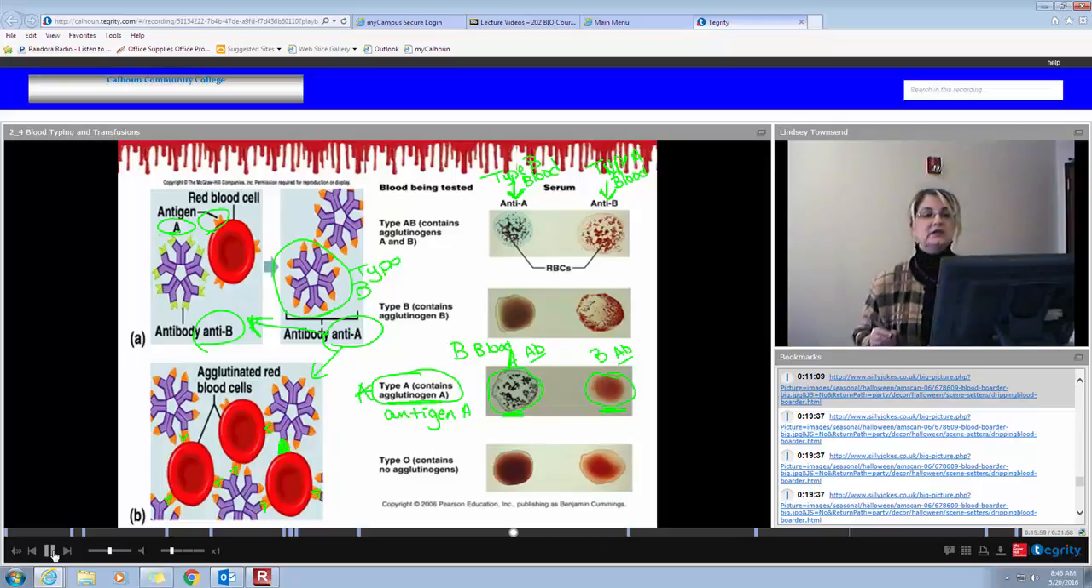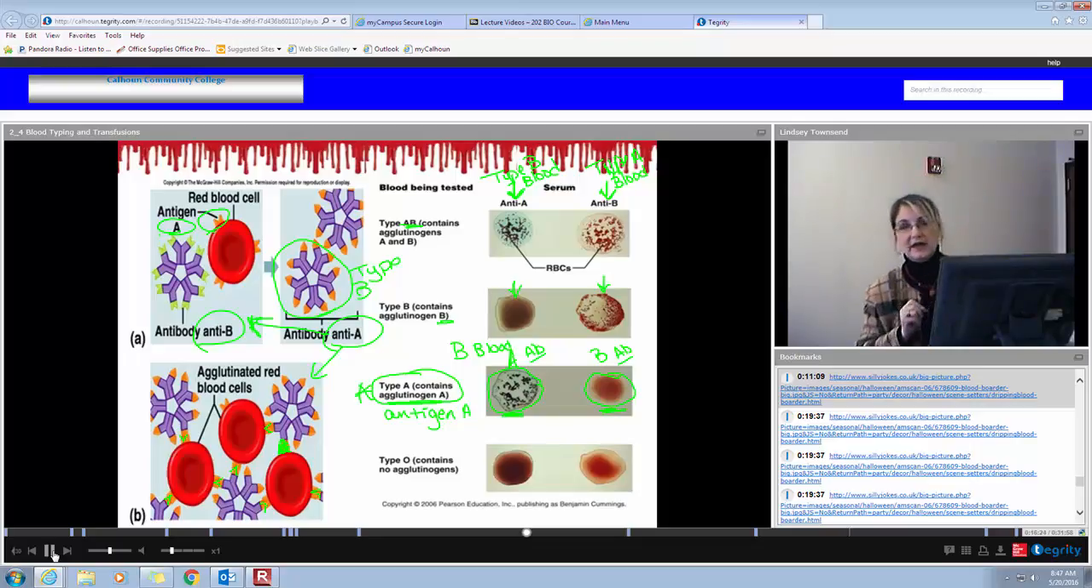So look at each of these. Here's your type B blood. Remember, we have B antigens. Now here's our type B serum. Nothing happens. We wouldn't expect it to, right? But then look over here at our type A serum, which has anti-B antibodies. Once again, agglutination occurs.